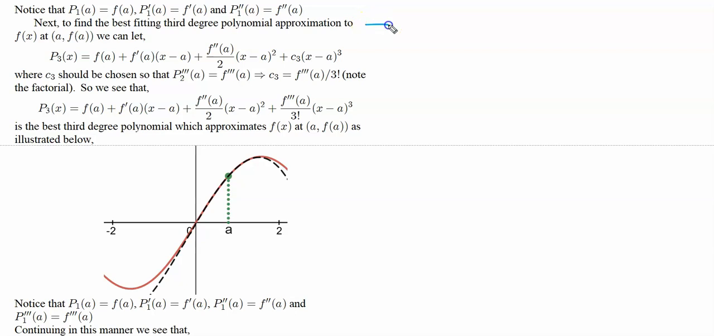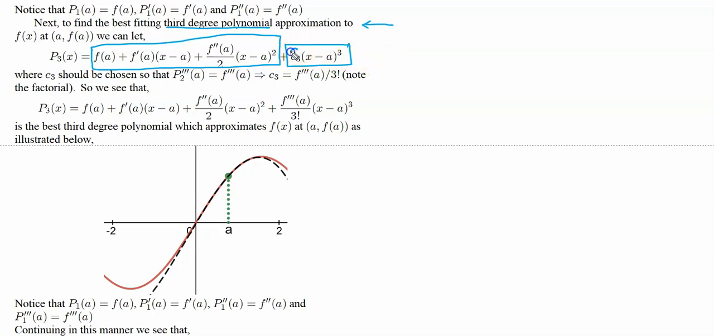Okay, so to find the best fitting third degree polynomial, what we do is this. Notice that this part right here is P2. That's P2. And now we add on another term. This is going to be a third degree polynomial right here called C3 times x minus a cubed.